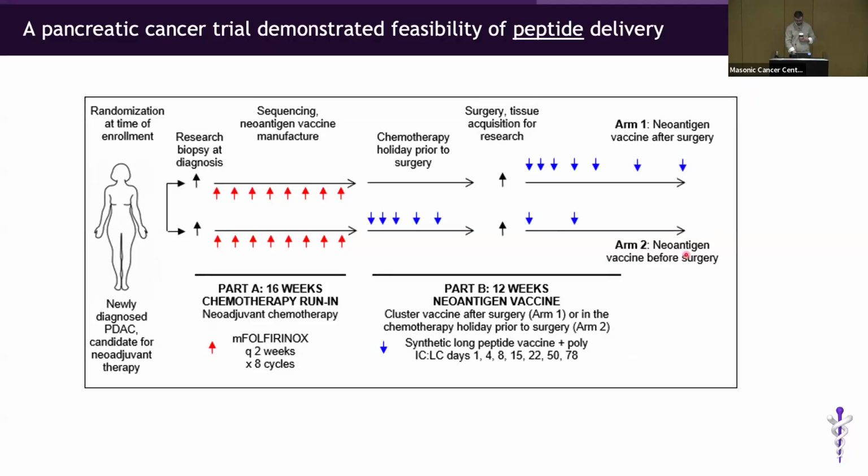This one actually has 2 arms, experimenting with the idea of whether it makes a difference to give a neoantigen vaccine after surgery or before surgery, which means that these patients either get a chemotherapy holiday and then their vaccine, or they get their vaccine right away. And the idea is to, again, assess whether this is a safe approach and whether there's any difference between these 2 timings and just whether it's working overall in terms of immune response.